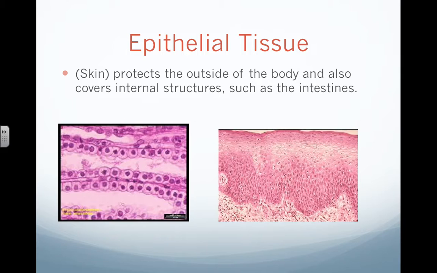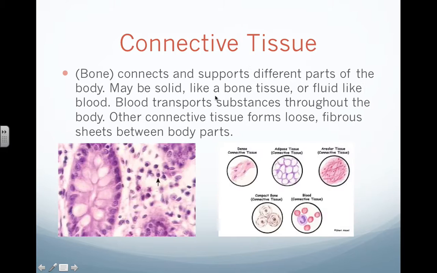So the epithelial tissue, this is kind of your skin. The skin protects the outside of the body and also covers internal structures, such as the intestine. So this is like that protective skin. Okay, so this could be the skin outside, or that covers internal structures. But that's what the epithelial tissue is, it's that protective layer. And you can see a couple images here that are illustrating what it might look like if it was magnified through a microscope.